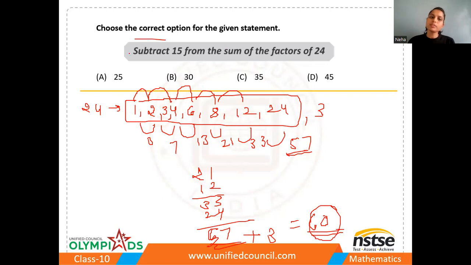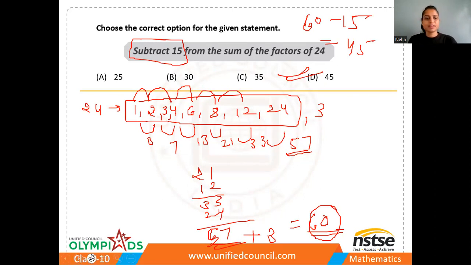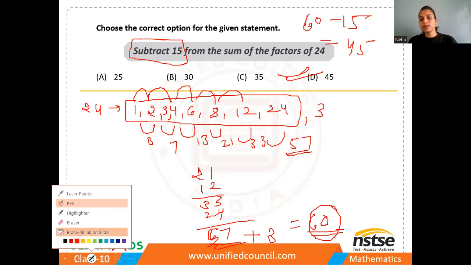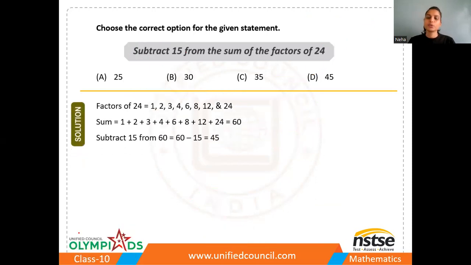Now what I have to do is subtract 15 from the sum. That means 60 minus 15. So this is your answer. The answer is 45, correct? So option D is the right answer. Clear? Okay, let me show you the correct solution for this given question.